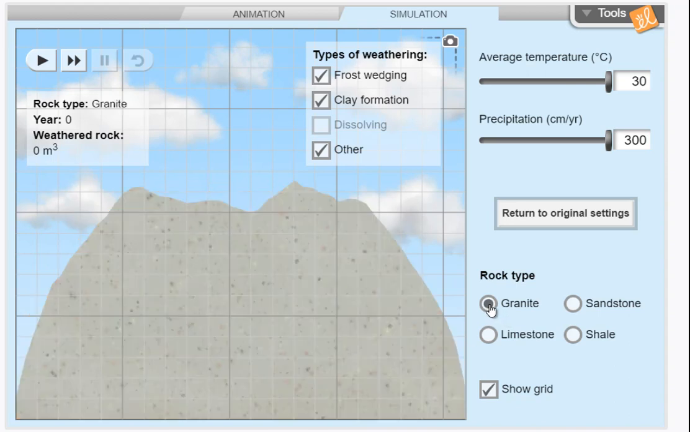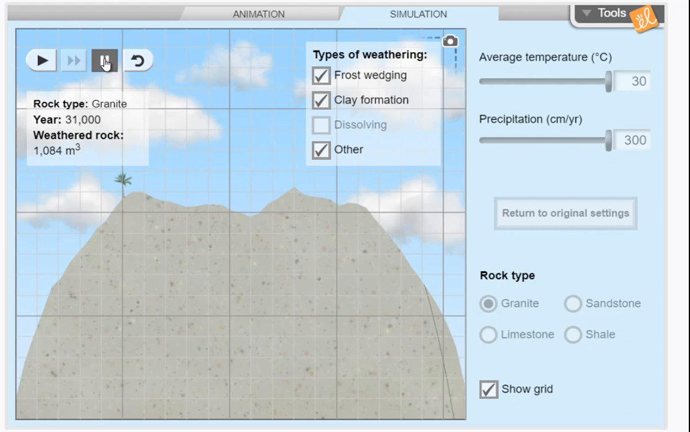I want you to go back to granite, and I want you to click play, fast forward, and once it gets to 30,000 years, I want you to hit pause and note how much volume of rock was weathered. You ready? Bam! Okay, now that's 31. That's okay. Give or take 1,000. It doesn't matter. The point is you got 1,091 cubic meters of rock weathered in approximately 30,000 years. Write that down. Note how much was weathered.